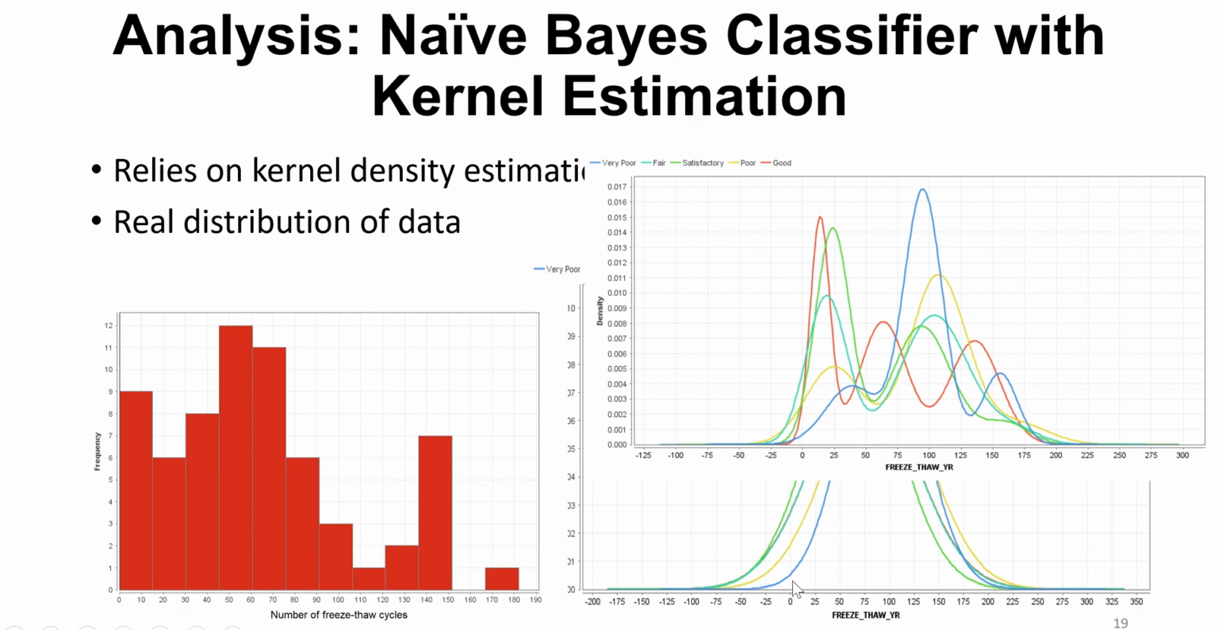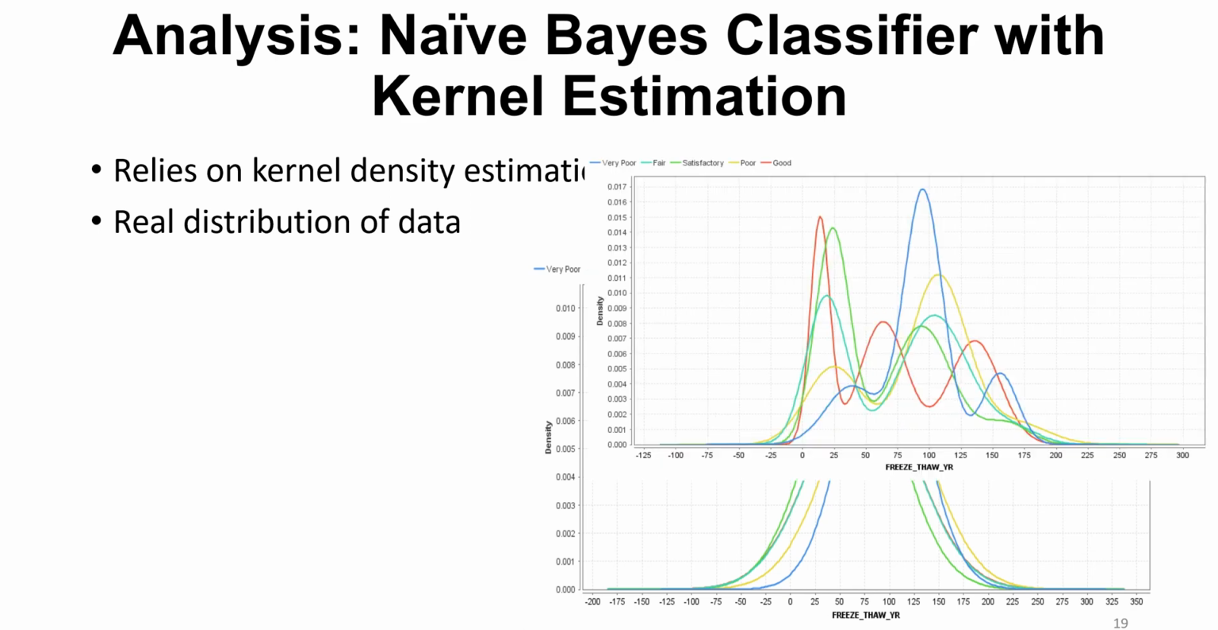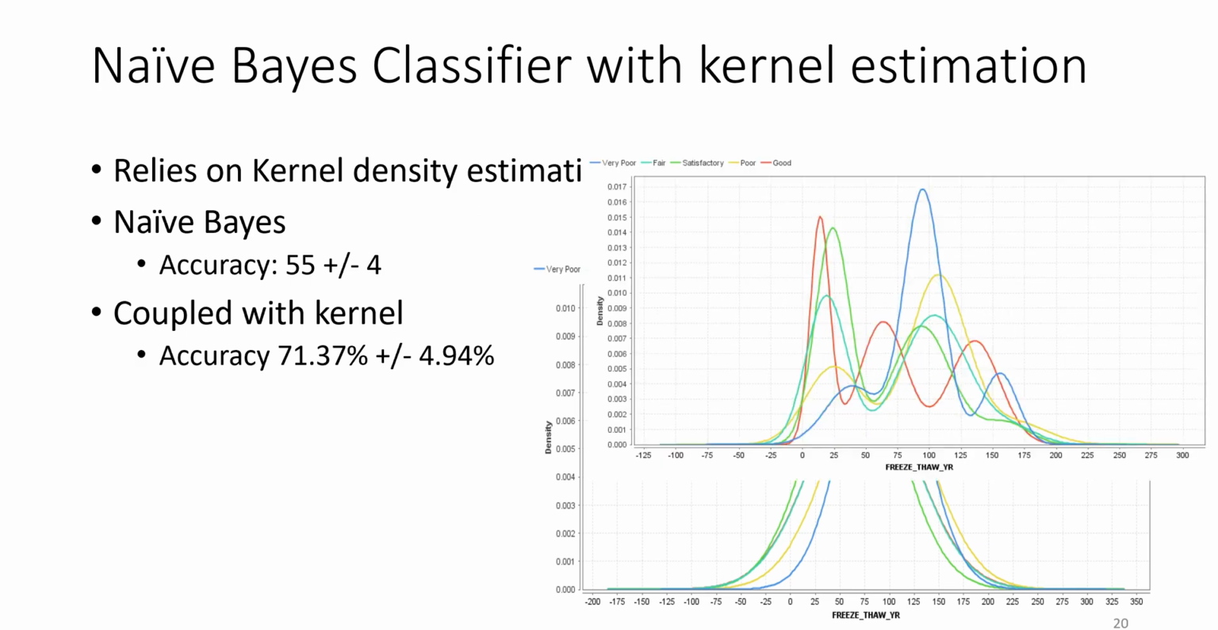Also, you could see that this distribution is a bit more realistic because if we were to use the original normal distribution, you can see that for this specific feature, for example, number of freeze thaw cycles, we are getting negative values on this side of the curve, right? Which is not realistic because the number of freeze thaw cycles is a number between 0 and 365, the number of days in a year. So this new distribution is a bit more realistic, and this is what is giving us the higher accuracy. For example, in this case, I used 3 kernels, and the accuracy increased from 50% to 71%.